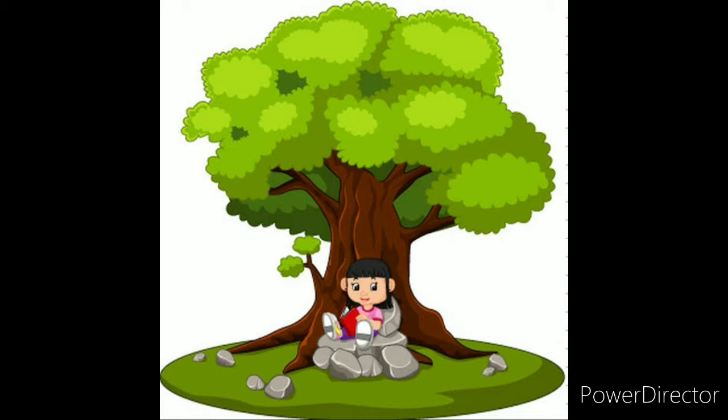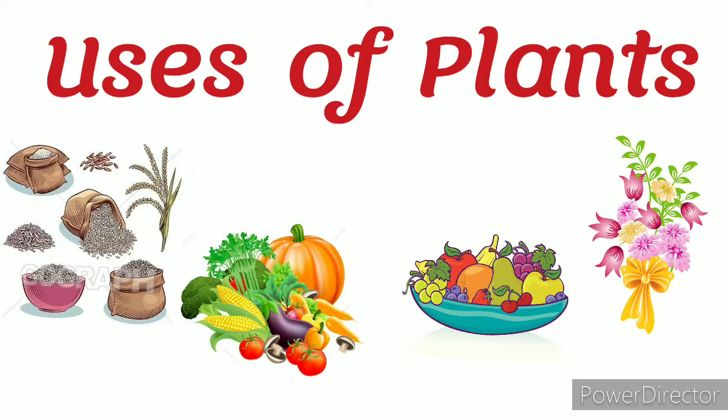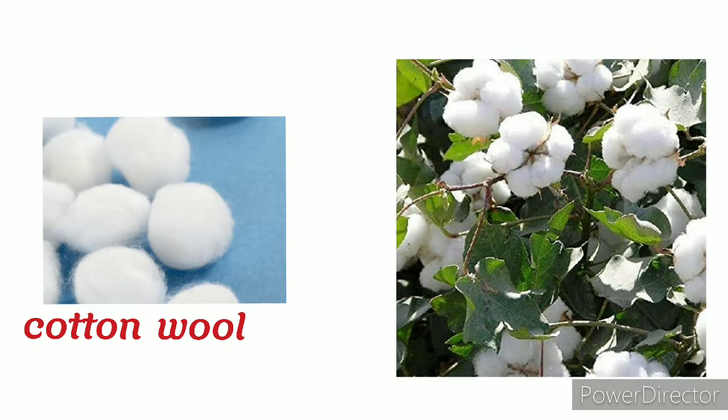Now let us see the uses of plants. Plants give us food grains, vegetables, fruits, and flowers. We also get cotton wool from plants to make cotton clothes.